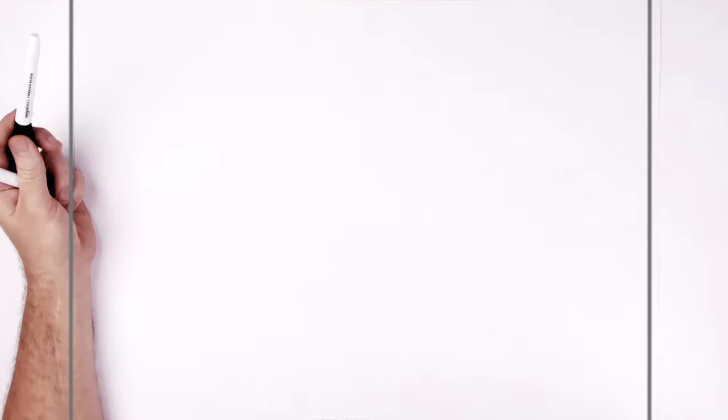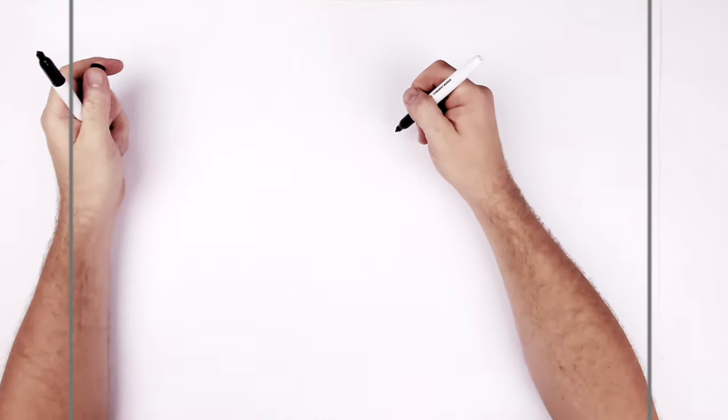Landscape page I'm drawing on. Use a pencil, use an eraser, and hit pause if I go too fast. Let's go. So, we're going to start with the eyes.